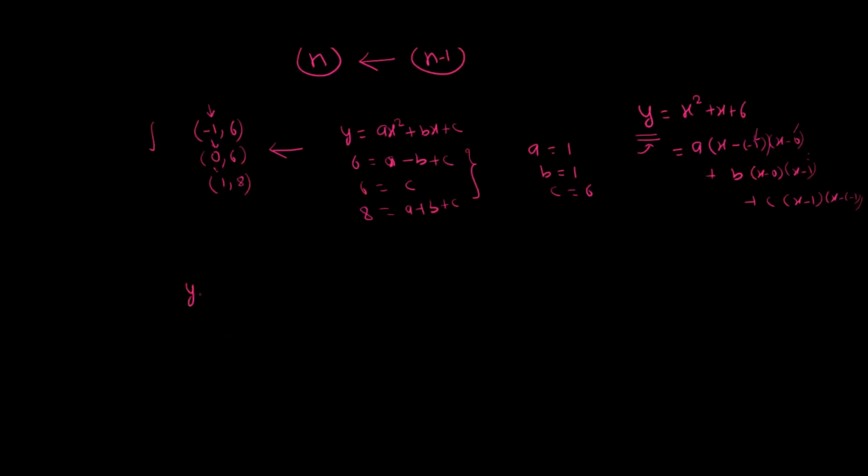So we can write it as y is equal to a into x squared plus x, plus b into x squared minus x, plus c into x squared minus 1. And this is nothing but x squared plus x plus 6. Solving, what we get is a equal to 3, b equal to 4 and c equal to minus 6. That means we can write a polynomial in this form.